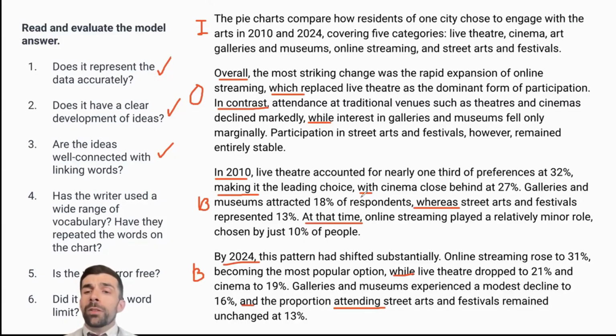One way they could further improve the answer is by reducing their own repetition. For example, one thing that could be improved here is repetition of the words like street arts and festivals, especially given that these are the same words that were used on the chart which we were given. This is a missed opportunity to show a wider range of language. So try to go away from the words that are given to you in the task and use your own words as much as possible.